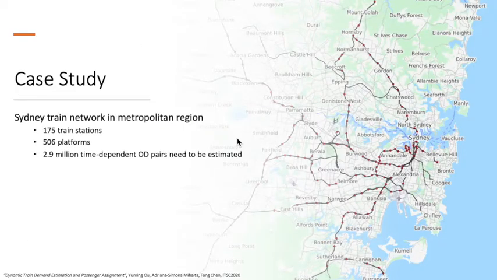To verify our proposed methodology, we carry out a case study which focuses on the Sydney train network. The Sydney train network has 175 train stations and 506 platforms. In this case study, we need to estimate 2.9 million time-dependent OD matrix pairs.